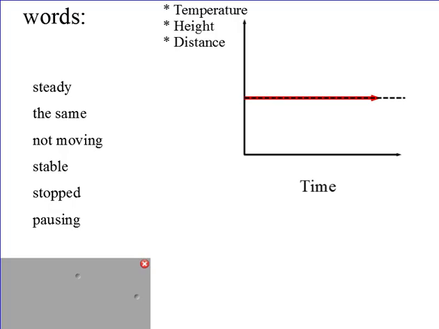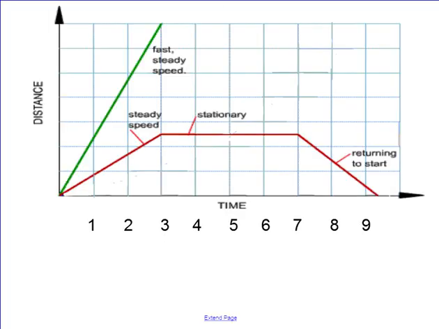Let me show you what I mean by this. Here I have a little drawing, and we can see this red line and this green line. The difference between the red line and green line, hopefully, is that the green line is moving a lot faster at a steady speed. Even though the red one is a steady speed, the green one's traveling faster. Here, we're at a stationary pace in the middle, and then we're returning back to the start. Now, this is over a period of time, and here we have time elapsing over 9 minutes.